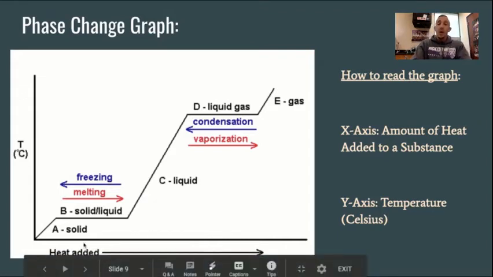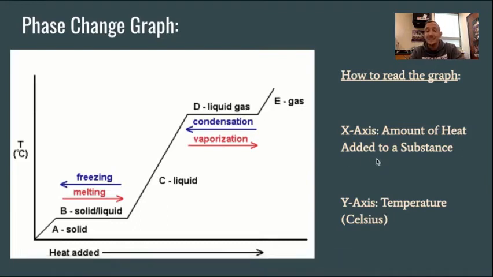Now, when we look at this, anytime we see these slopes, we are talking about states of matter. So down here, it's going to be a solid. In the middle, it's going to be a liquid, and up here is going to be a gas. Now, how you read the graph.